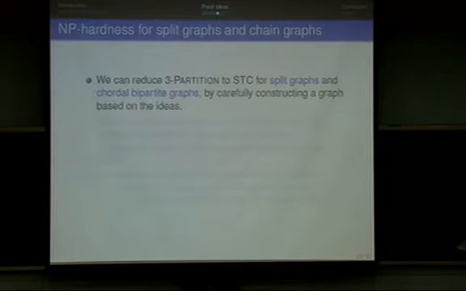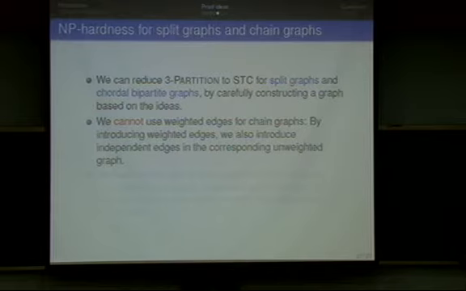So using these ideas, you can easily embed an instance of 3-partition into the graph, and you can easily modify the graph to be split graphs or chordal bipartite graphs. So this is the first part, but unfortunately we cannot use that weighted edge gadget for chain graphs, because by introducing some weighted edges, we also introduce some independent edges in the underlying unweighted graph. So you cannot use weighted edges for chain graphs.